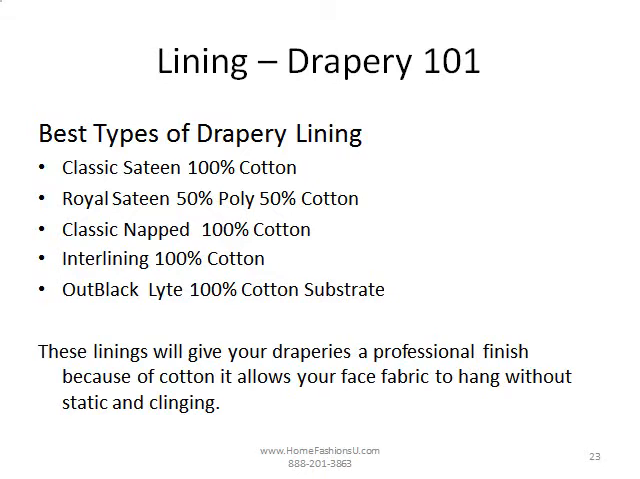The best types of drapery lining begin with classic sateen, which is 100% cotton. Then there is royal sateen, which is 50% poly and 50% cotton. Classic napped, which is 100% cotton. Inner lining, which actually looks and feels like flannel, is 100% cotton. Out black light, a 100% cotton substrate, is one that you can use to block all light coming through the drapery.